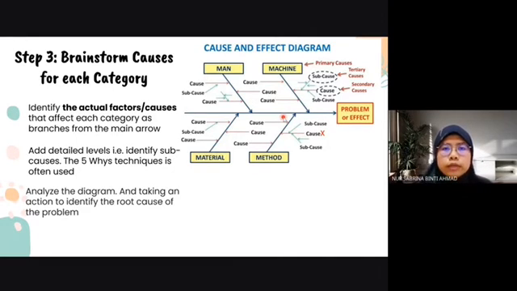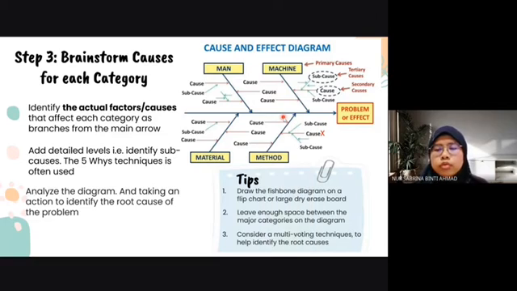Okay, so at this stage, you also have a visual representation of all the causes, so that the solution can be determined and corrective actions can be taken. And next, I want to share with you some tips on how we can create a better fishbone diagram.